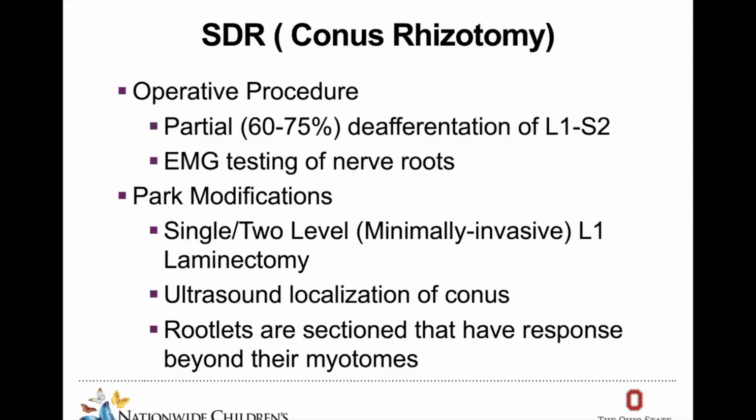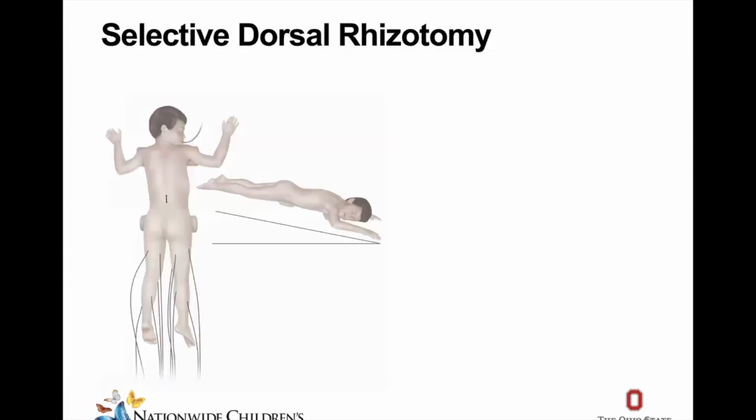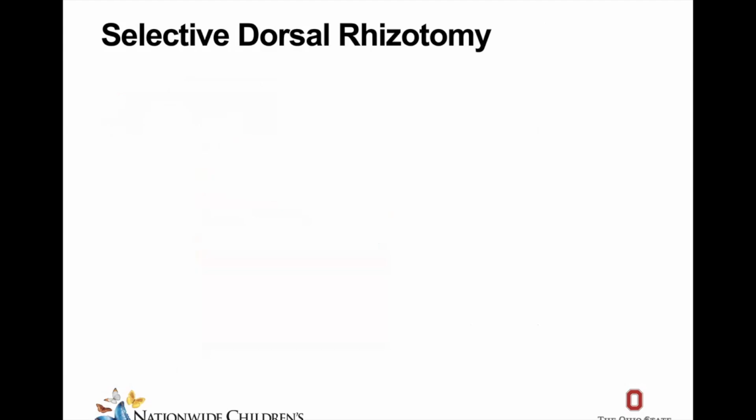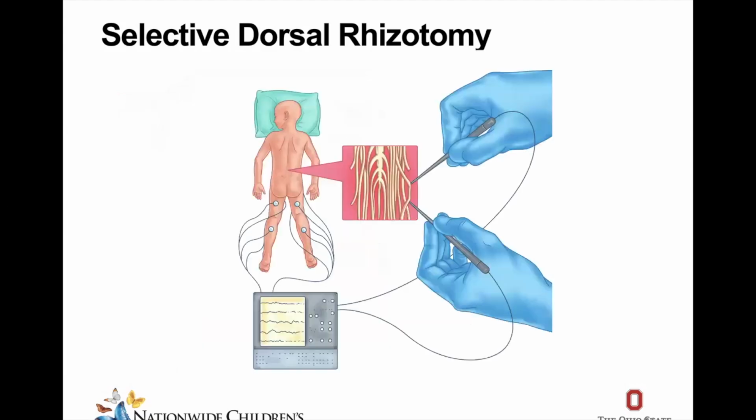Now, what is an SDR? It's a partial deafferentation of nerve roots, 60 to 75% from L1 to S2. We use EMG testing of these nerve roots, and in contrast to PCOG, I was trained by Dr. T.S. Park, and we do a single level L1 laminectomy with ultrasound localization of the conus. These rootlets are sectioned that have responses beyond their myotomes, which I'll talk a little bit about later. We do this by positioning them prone on the table, doing an incision, as you can see there, at approximately the lower part of the conus. We do our laminectomy, and then we begin stimulating them.